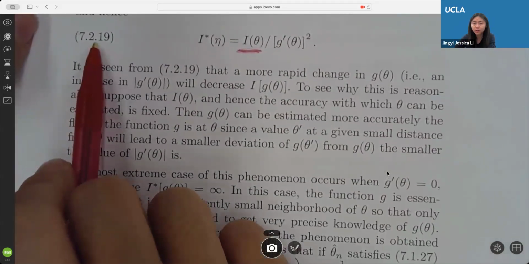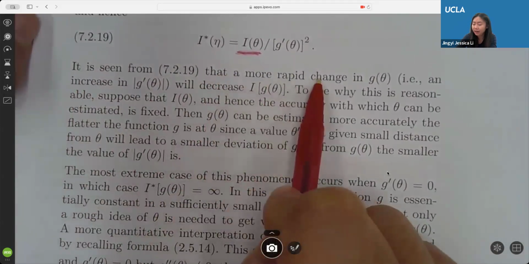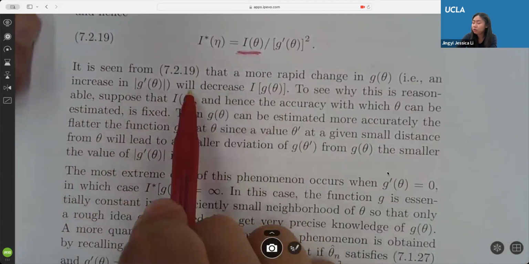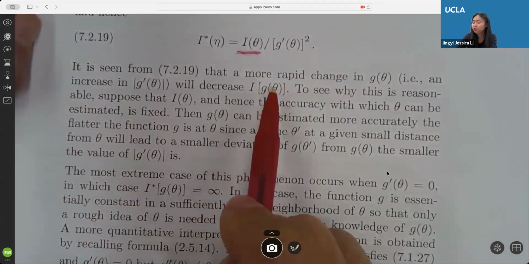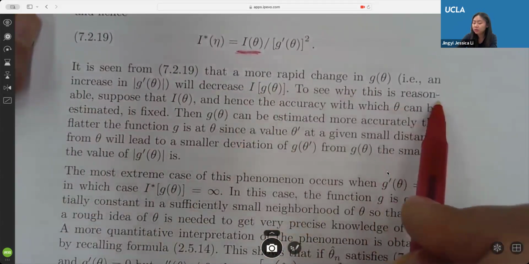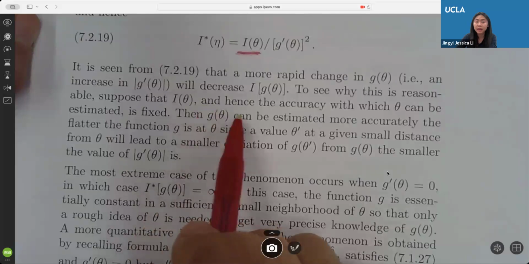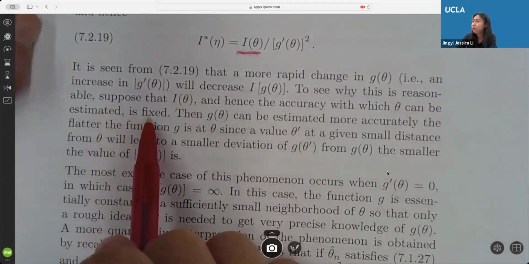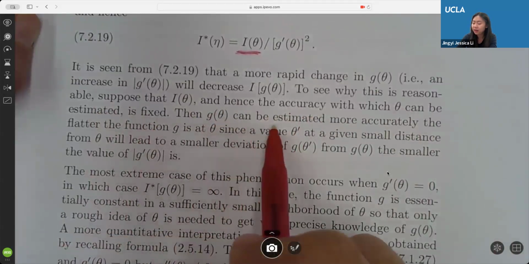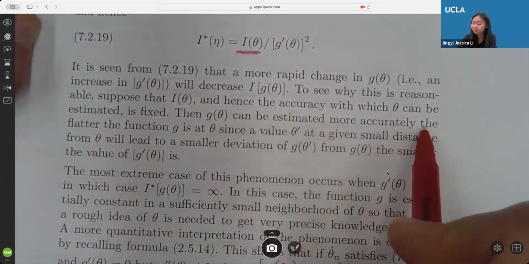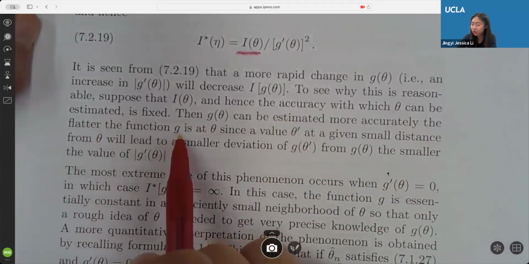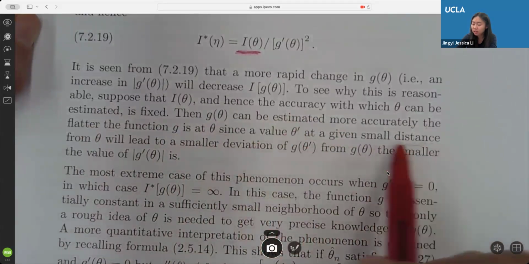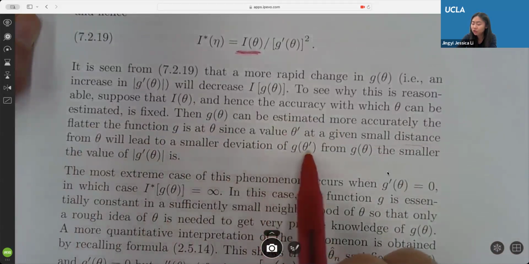It can be seen from this formula that a more rapid change in g theta, that is, an increase in g prime theta, will decrease the Fisher information of g theta. To see why this is reasonable, suppose that I theta, and hence the accuracy with which theta can be estimated, is fixed. Then g theta can be estimated more accurately the flatter the function g is at theta.